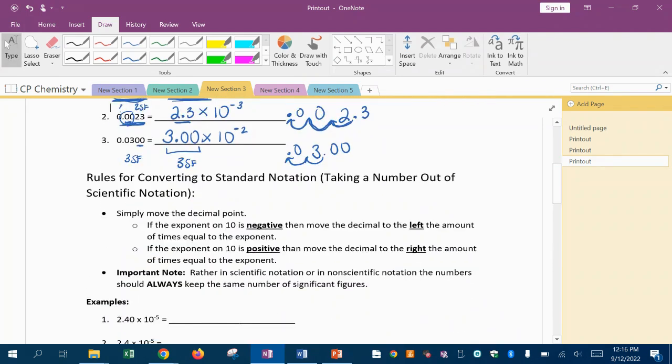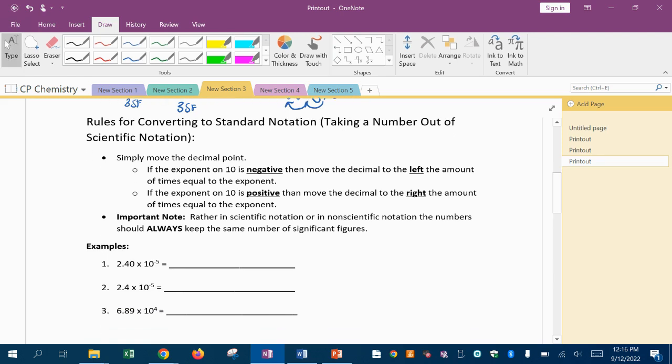All right, now let's go backwards. What if we convert from scientific notation to standard notation? So our rules are kind of just reversed. It says simply just move the decimal point. If the exponent on 10 is negative, you move it to the left. If the exponent is positive, you move it to the right. And again, I have the same note as above. You always maintain the correct amount of significant figures that you started off with.